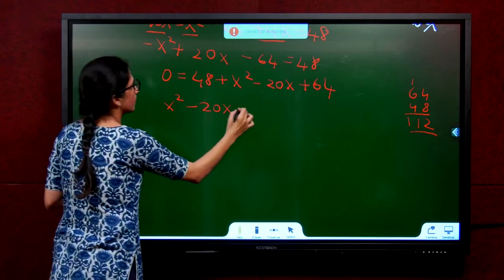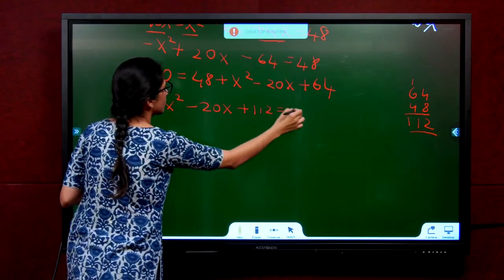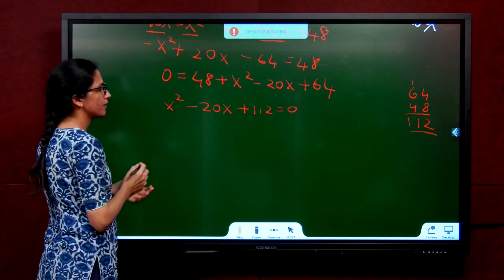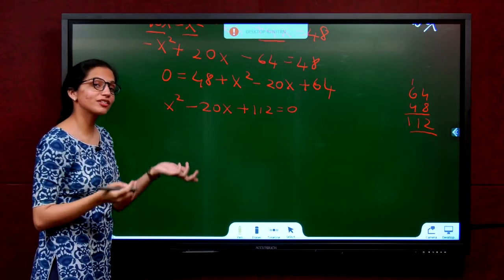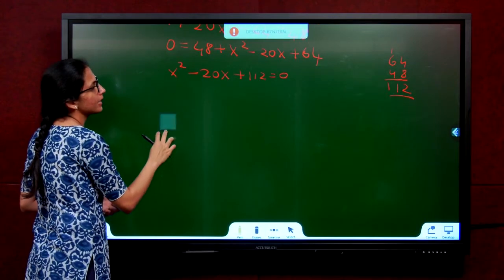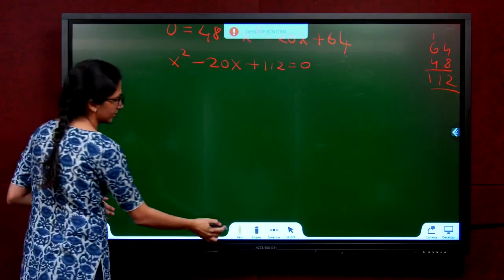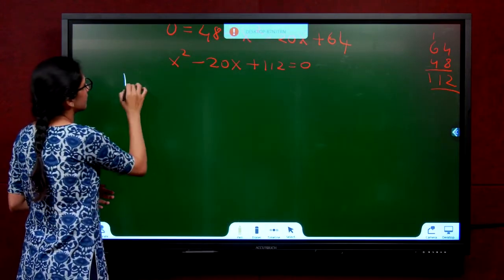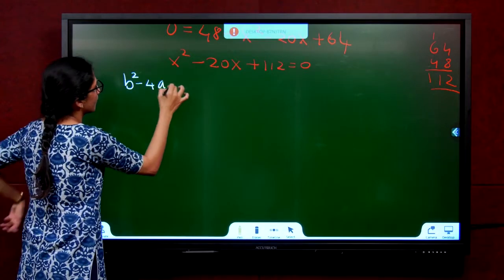So plus 112 is 0. Now you have to check whether this condition is possible. How do we check whether this condition is possible? B square minus 4ac. So take B square minus 4ac.